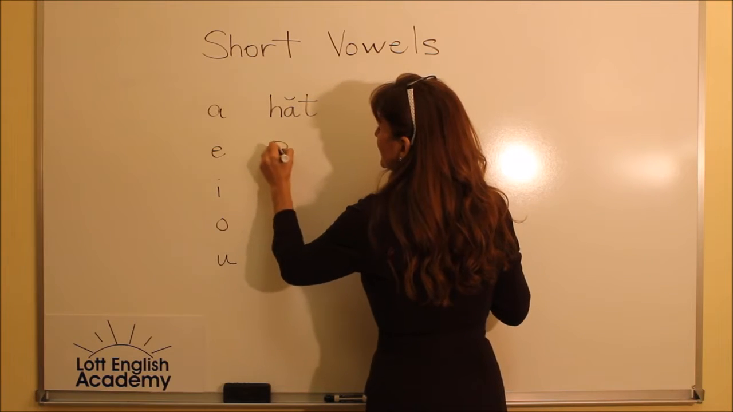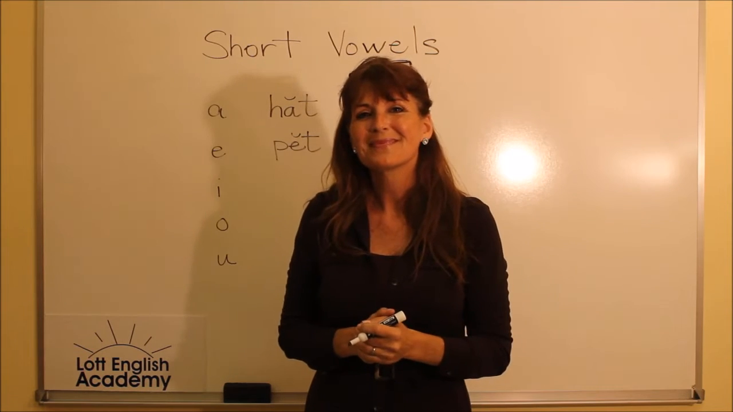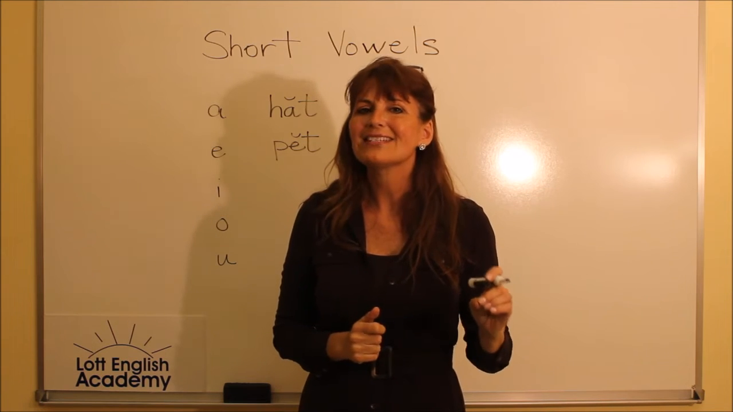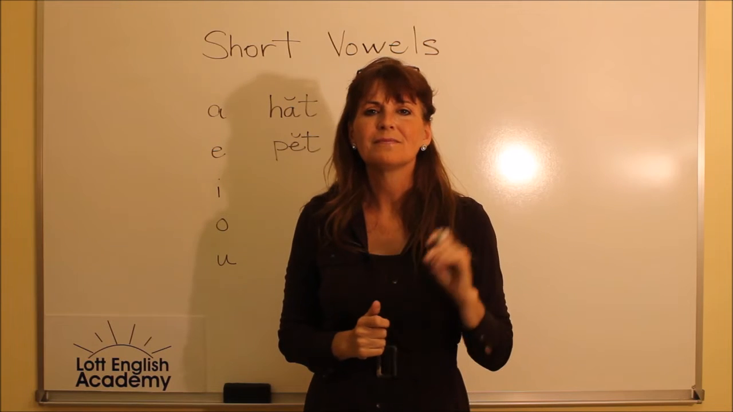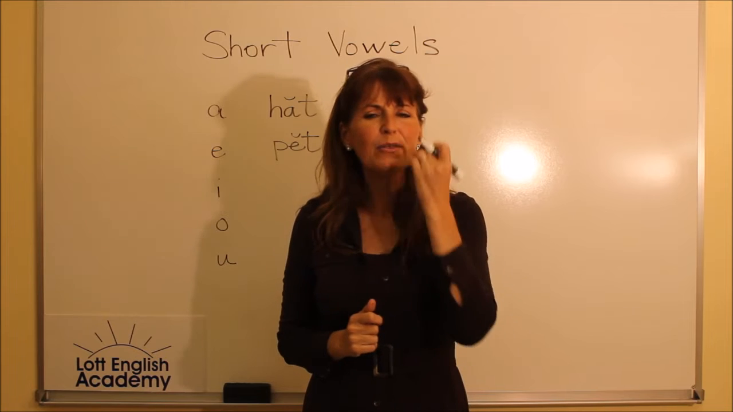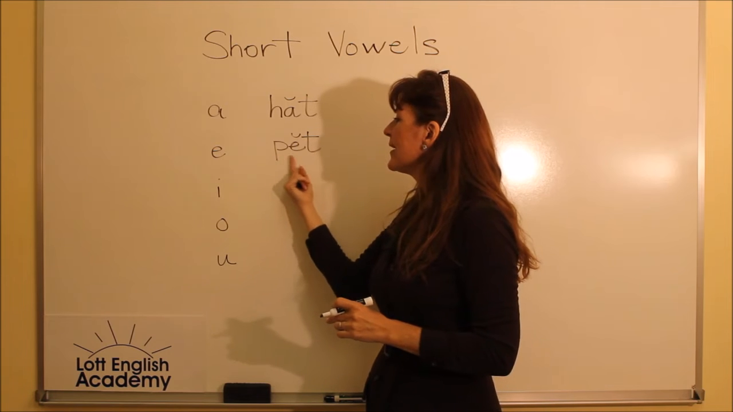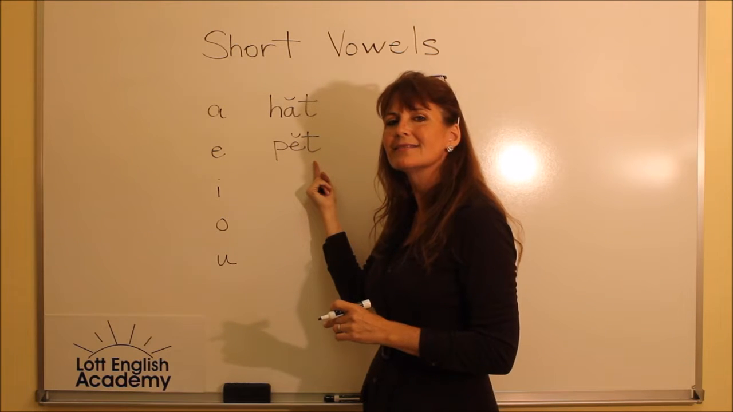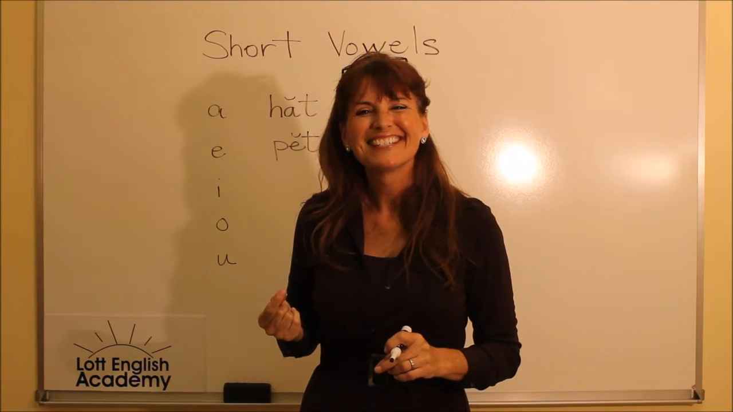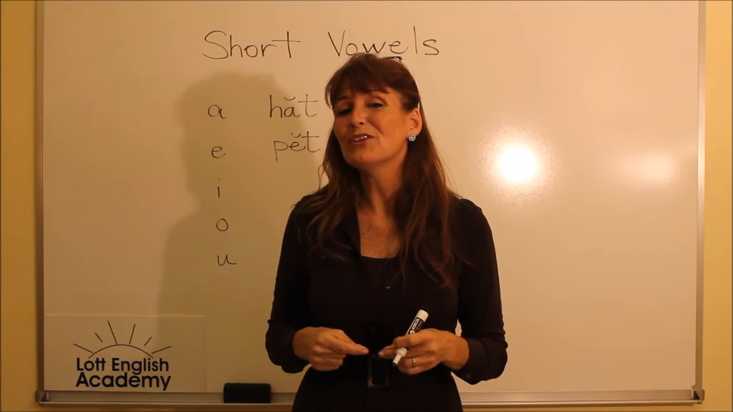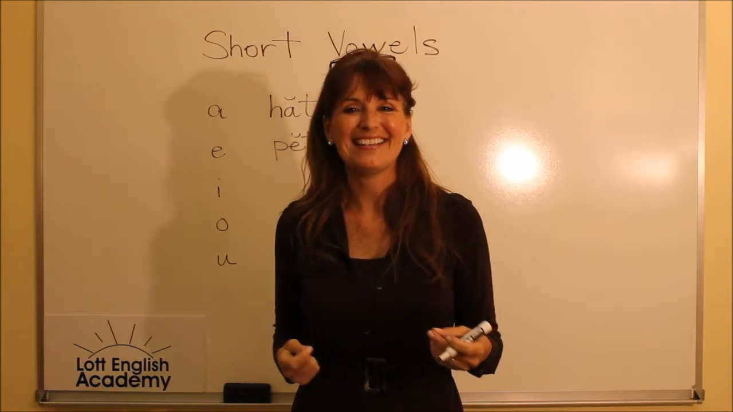How about this word? Do you know this word? Can you pronounce it? The short E sound is E. It's a very short sound. Look at my mouth. This word is pet. Pet. What is a pet? If you have an animal that lives in your home with you or an animal that you take care of, that you gave a name to, that is a pet.